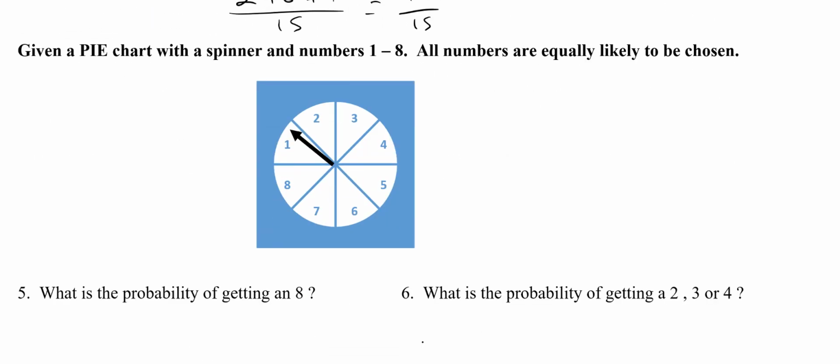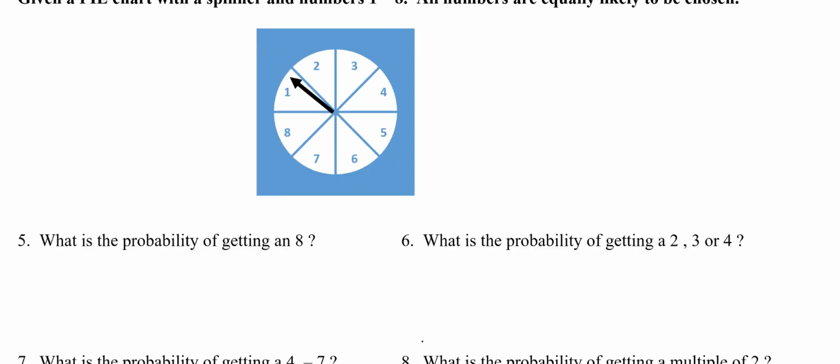If you remember this one, the spinner, all numbers have the same likelihood of being chosen, and there are 8 numbers broken into 8 even pieces of pie. Ooh, I love pie. What is the probability of getting an 8? Well, it's of course 1/8, because remember the total for this is 8. That's important. What's the probability of getting 2, 3, or 4? Remember, there's the word "or." So it's 1 for the 2, 1 for the 3, and 1 for the 4. So it's 3/8.